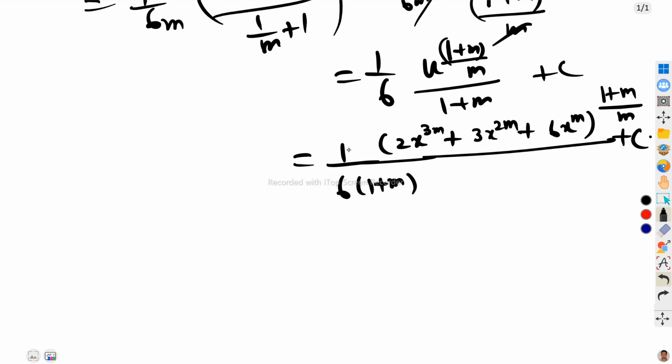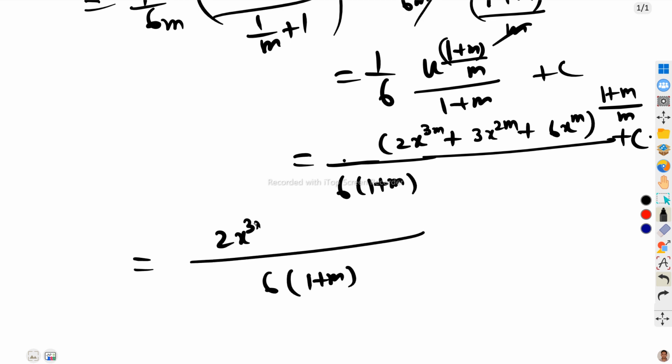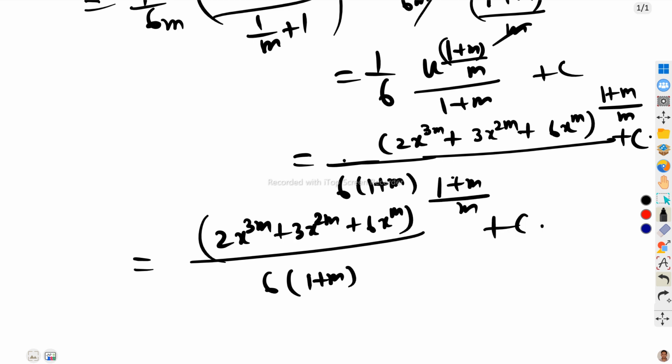This is the integration of the given problem. So we can write the answer as 1/(6(1 + m)) times (2x^(3m) + 3x^(2m) + 6x^m) raised to power (1 + m)/m, plus c, is the integration of the given problem.